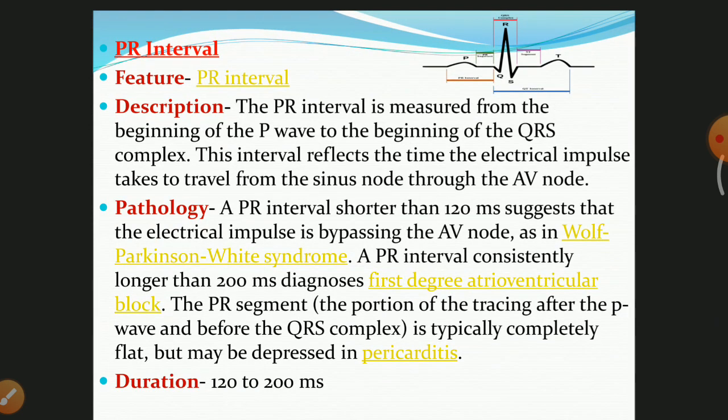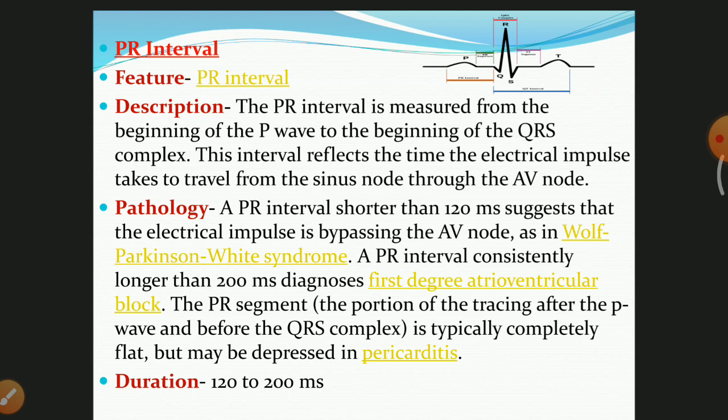PR intervals. Between the P and R. That is the PR interval. The PR interval is measured from the beginning of the P wave to the beginning of the QRS complex. That period is the PR interval. This interval reflects the time the electrical impulse takes to travel from the sinus node through the AV node.